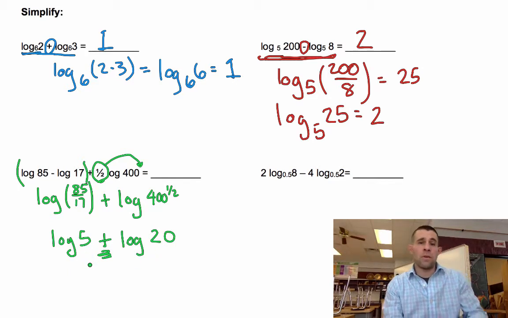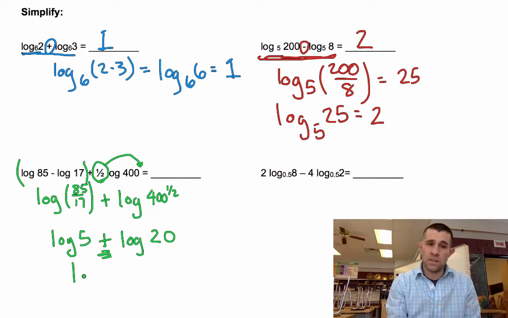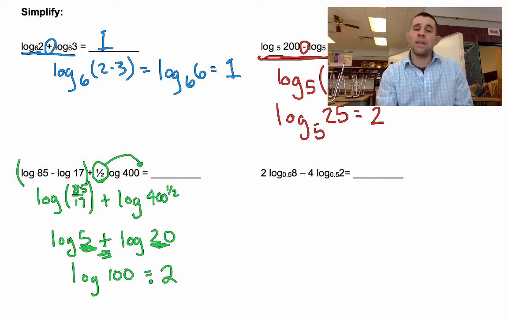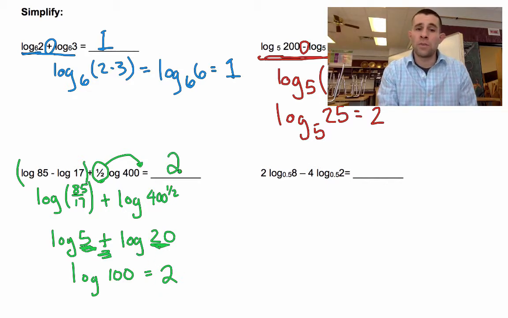And I'm going to use my product property in reverse and say that this is really equal to the common log of 5 times 20, which is 100. Well, in other words, what power do I raise 10 to in order to get 100? This again is equal to 2. So my original equation, which says log 85 minus log 17 plus 1/2 log 400, is really equivalent to just 2.